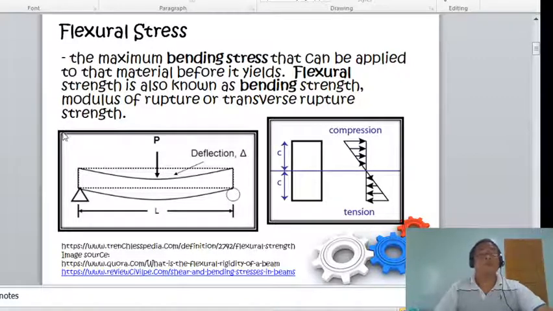If we look at the diagram on the slide, the beam is simply supported, and the load P is applied at the midspan of the beam. One end is fixed and the other is a roller. Looking at the stress, the upper portion of the beam is in compression, and from the midsection to the outermost fiber at the bottom, the beam is under tension.